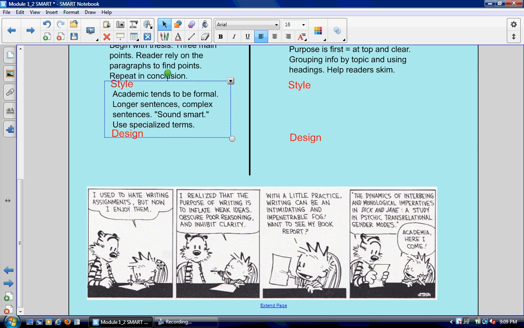So Calvin's writing a paper and he says, "I used to hate writing assignments, but now I enjoy them. I realized that the purpose of writing is to inflate weak ideas, obscure poor reasoning, and inhibit clarity. With a little practice, writing can be intimidating, an impenetrable fog. Want to see my book report?" And so then Hobbes reads the title, and it's "The Dynamics of Interbeing and Monological Imperatives in Dick and Jane, a Study in Psychic Transrelational Gender Modes." And Calvin says, "Academia, here I come."